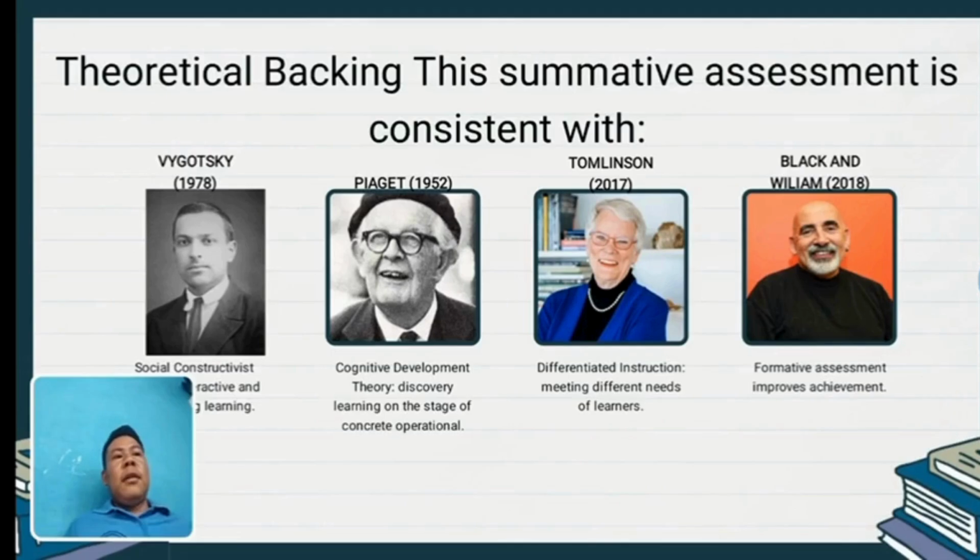Carroll and Tomlinson, 2017, support differentiated instruction where teaching meets diverse learners' needs. This assessment promotes inclusion by allowing multiple forms of response: drawing, signing, writing, or discussing, so every child can show understanding in their own way. Finally, Black and Wiliam, 2018, show that formative assessment improves achievement through ongoing feedback. In our lesson, the teacher observes, gives immediate feedback, and adjusts teaching based on students' performance.